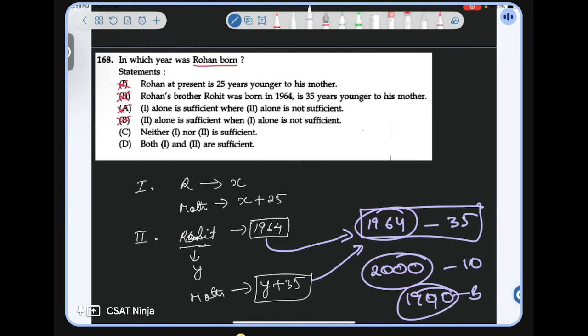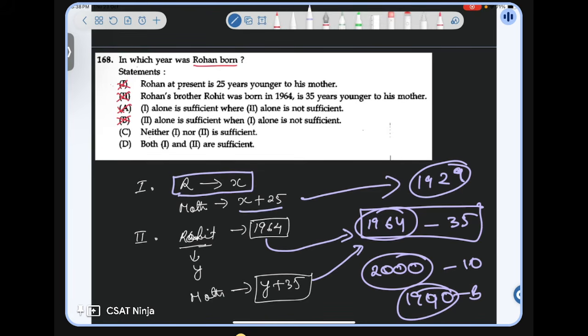14 minus 5 is how much? 9. And 5 minus 3 is 2, so 1929, if my calculation is not wrong. The mother was born in 1929. And we know that Rohan's age is X. If Rohan's age was X, then the mother's age will be 25 years more. That means from this year, Rohan was born after 25 years. So if I add 25, I'll get the year of Rohan. So that's how we can approach. Both 1 and 2 are required to answer that.